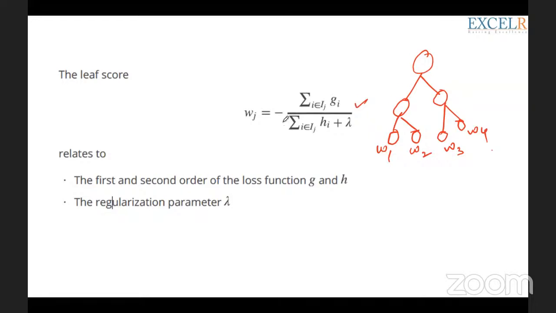For a particular leaf, we are going to use this. G_i is basically the first order partial derivative of the loss function. H_i is the second order partial derivative of the loss function, plus lambda. Lambda is a regularization parameter again. Using this, we are going to compute the weights. These weights would be assigned to each of these leaves.